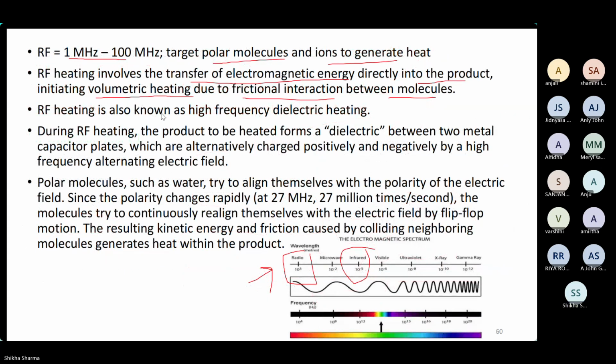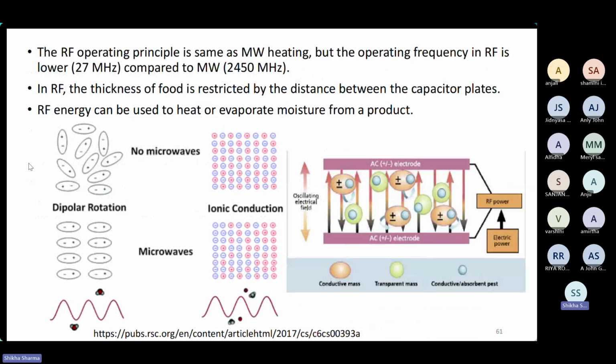Also, this RF heating is also known as high frequency dielectric heating. So here, what is happening? Like this, if we see, this is dipolar rotation. So water molecules will have formed dipoles, and they will align like this when an electric field is applied.